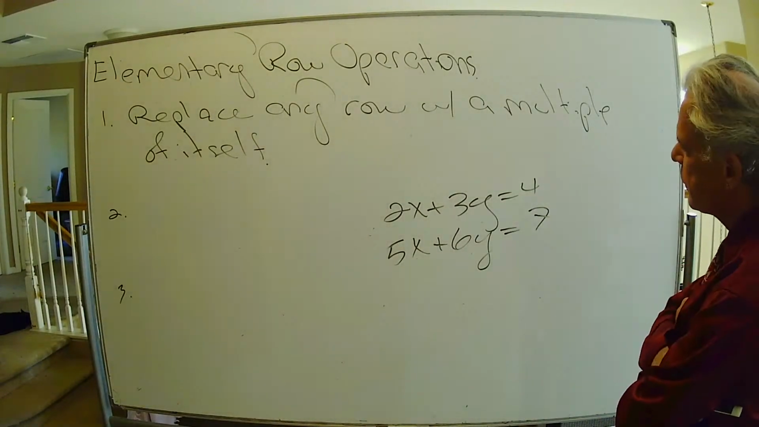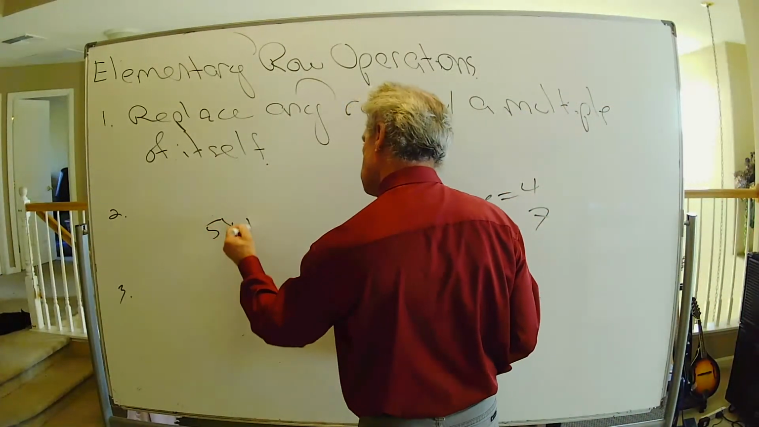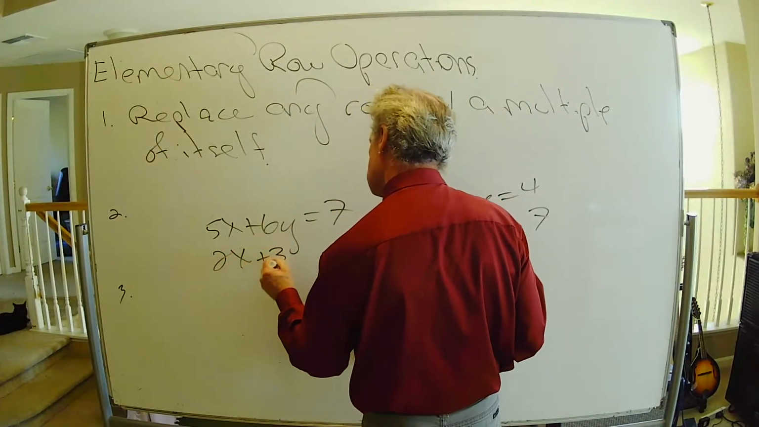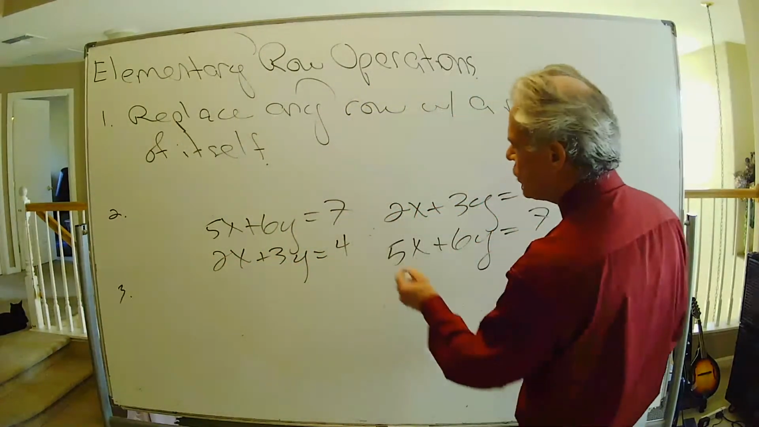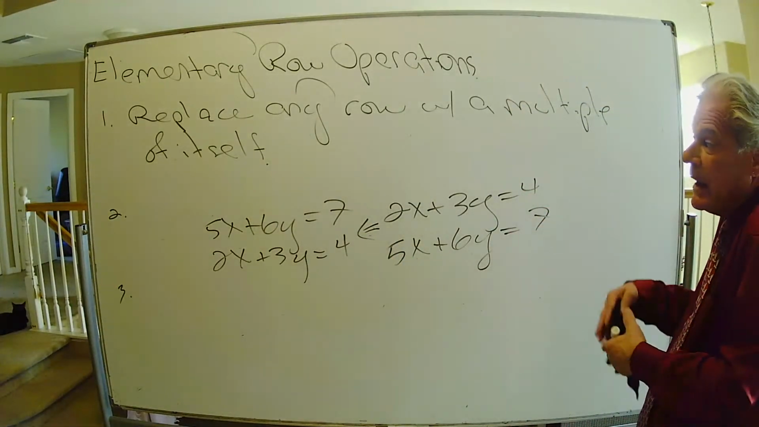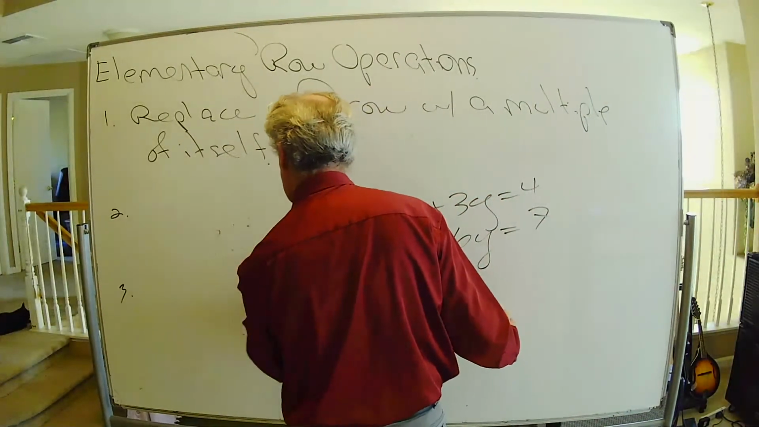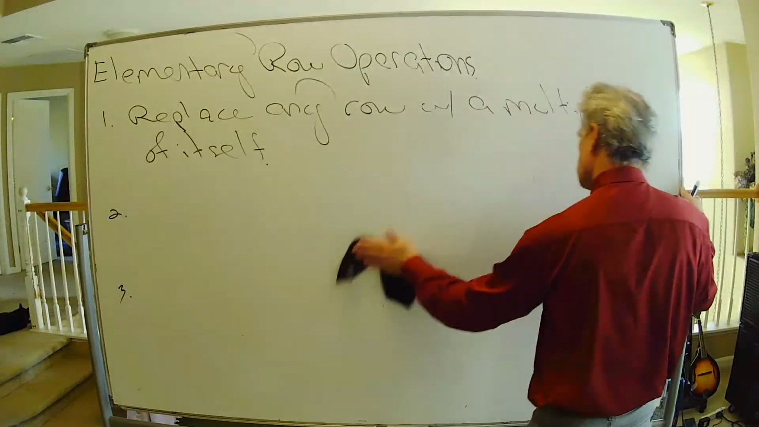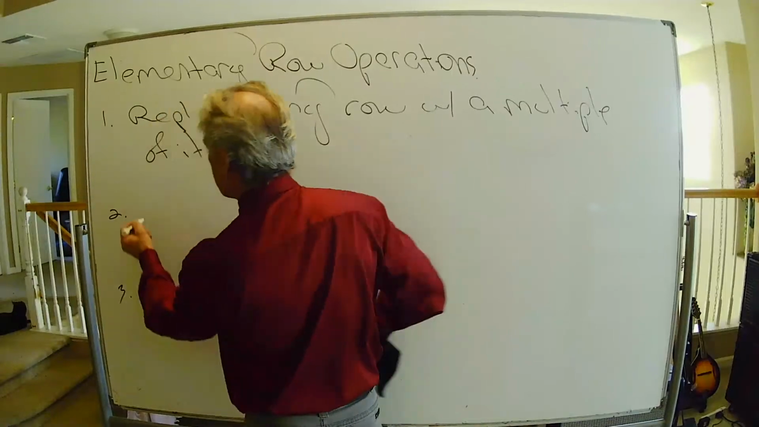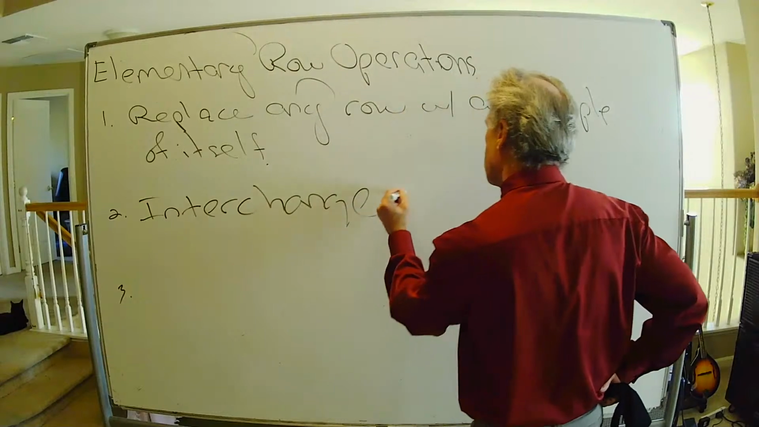Now, would you also agree that I can go ahead and rewrite the system as such, and not change the solution of the system? Because I think interchanging these two equations doesn't change anything about the solutions to the system of equations. So my second elementary operation: I can interchange any two rows.